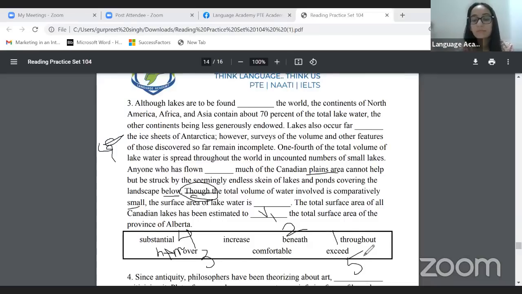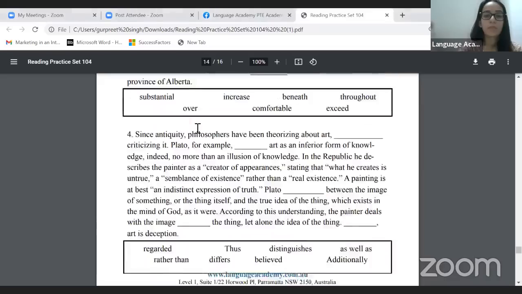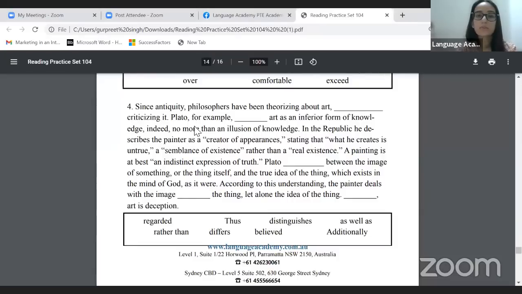It makes sense. So throughout the world, we have lakes means everywhere. Beneath means below the sheets, there is water. Third one, height plus movement is called over and we always fly over the plains. The fourth one, though means opposite. So the opposite of small is big. Big word is substantial here. And one area can exceed the other area. Exceed means it is more than the other one. Any confusions, anybody here? Okay. Fourth question, 2 minutes and post your answers, please.